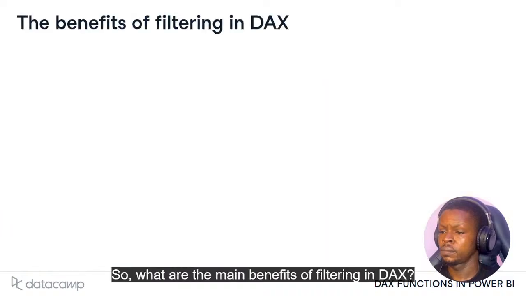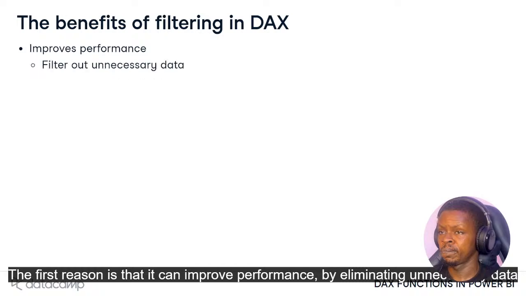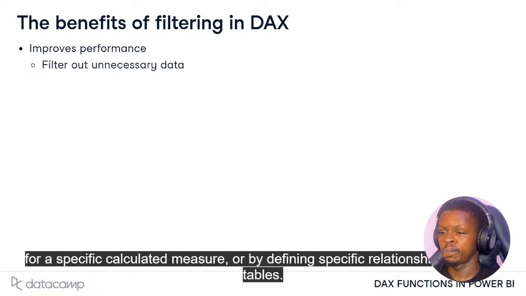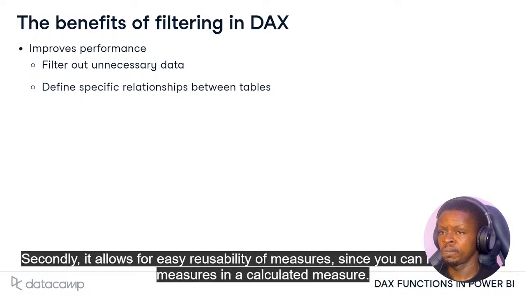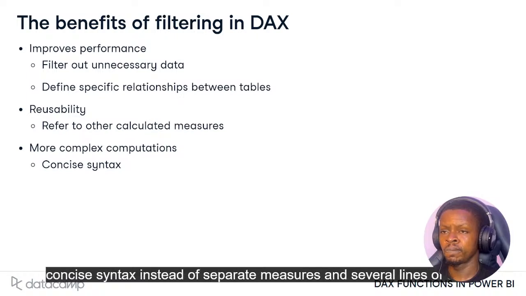So, what are the main benefits of filtering in DAX? The first reason is that it can improve performance by eliminating unnecessary data for a specific calculated measure or by defining specific relationships between tables. Secondly, it allows for easy reusability of measures, since you can refer to other measures in a calculated measure. Lastly, it helps when specifying complex calculations by using a concise syntax instead of separate measures and several lines of code.